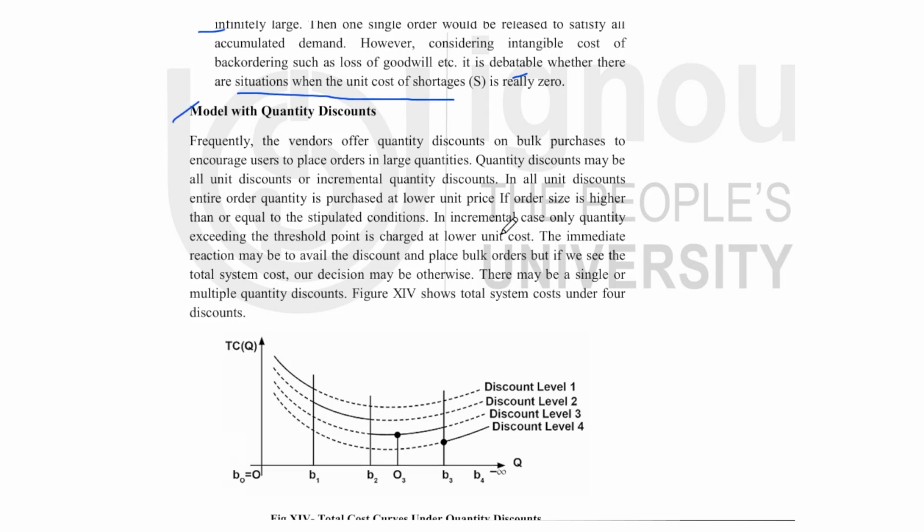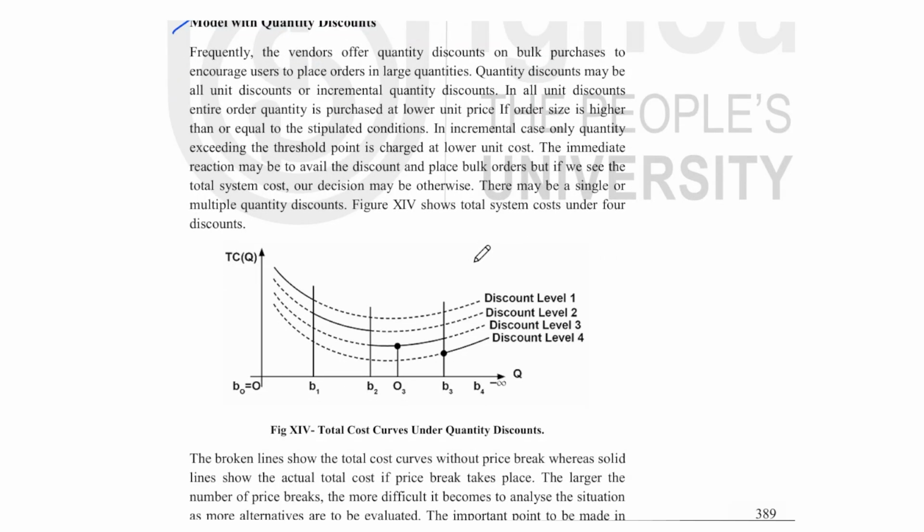And the model with quantity discount. Frequently the vendors offer quantity discounts on bulk purchases to encourage users to place orders in large quantities, and the quantity discount may be all unit discount or incremental discount. In all unit discount, the entire order quantity is purchased at a lower unit price if the order size is higher than or equal to the stipulated condition. And in the incremental case, only the quantity exceeding the threshold point is charged at lower cost, and the immediate reaction may be to avail the discount and place a bulk order.